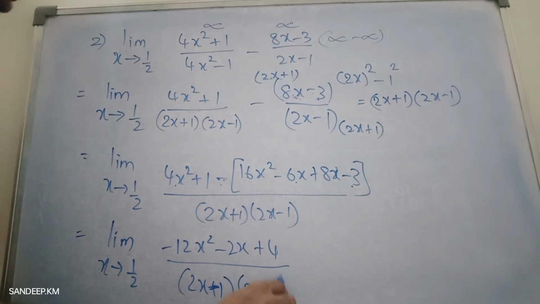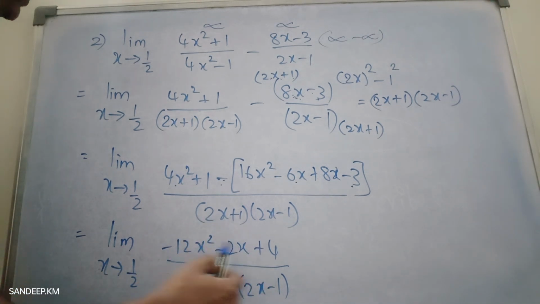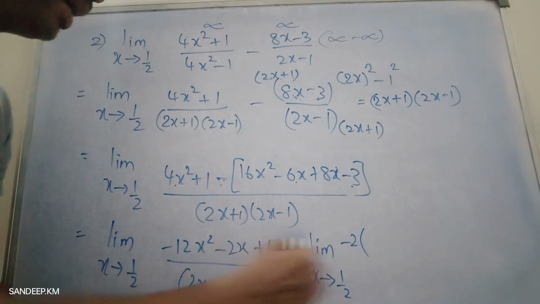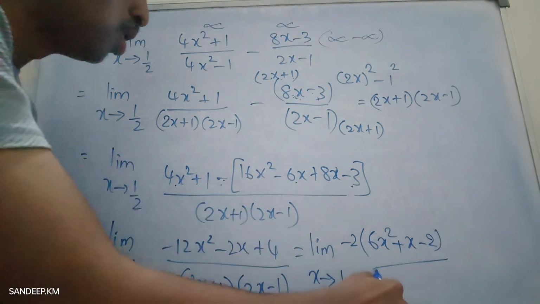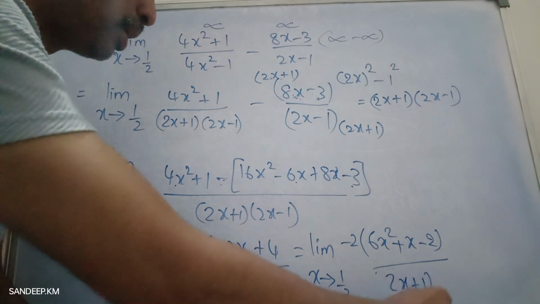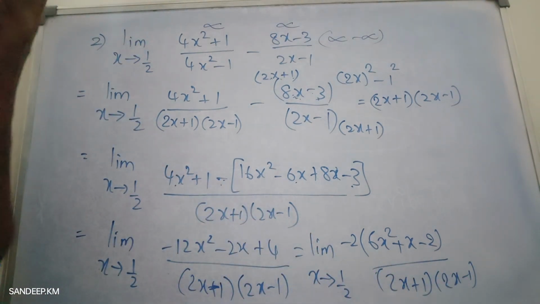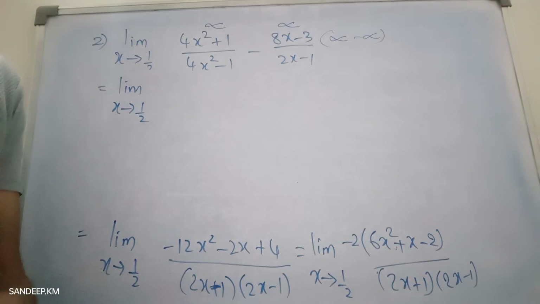into 2x minus 1. You should know how to factorize. Factorization of quadratic polynomials is very, very important. Okay, now if you take minus 2 common in the numerator, limit x approaches 1 by 2. If I take minus 2 common, you will get 6x square plus x minus 2 whole divided by 2x plus 1 into 2x minus 1. Okay, and if you know how to factorize it, how to split the middle term, you will get the answer in few steps itself. Okay, so let me continue.